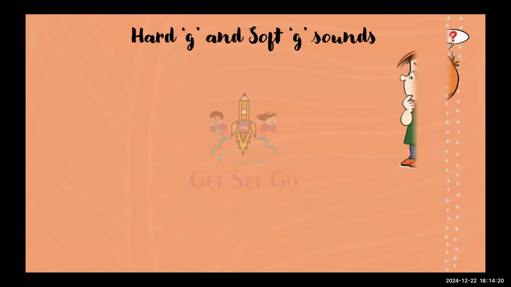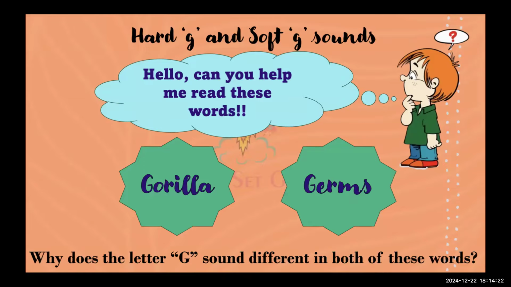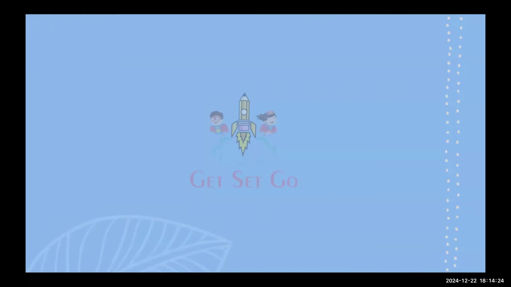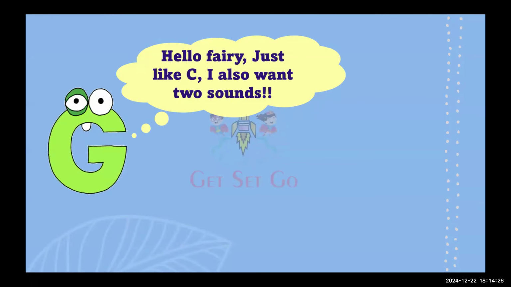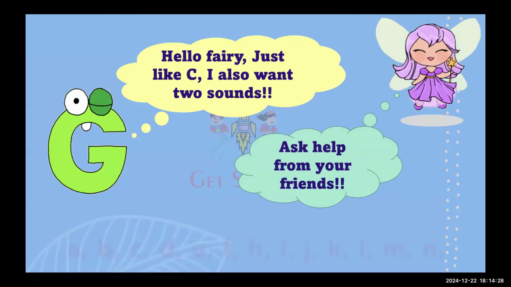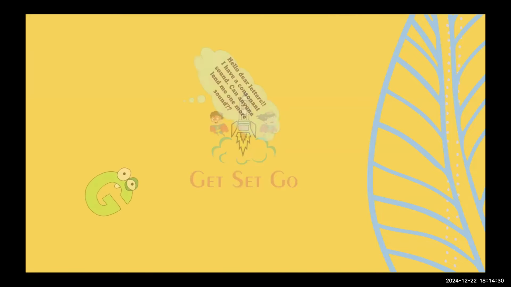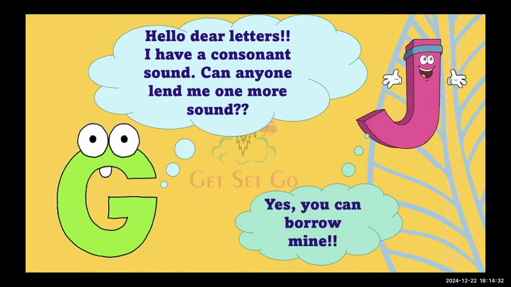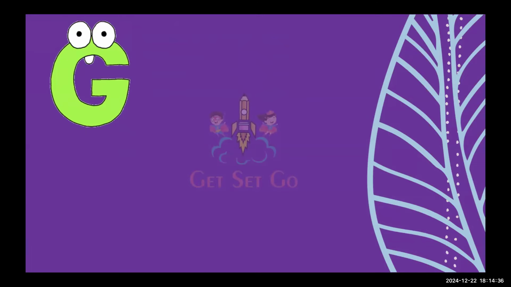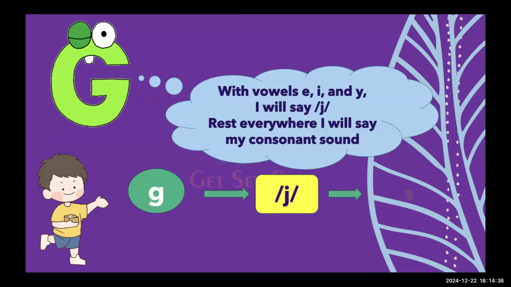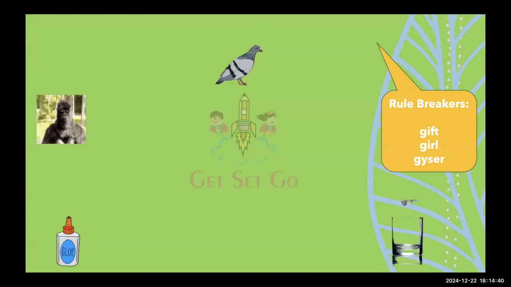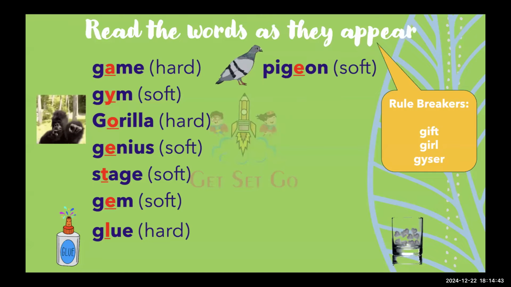Then rule number 6 is for G. Again the story, again two sounds. G says, hello fairy, I also want two sounds just like letter C. So letter J came here, and letter J says you can borrow my sound. So that's how G can say J also. And the rule is well explained like this. Right, so we have more vocabulary with G here to practice.